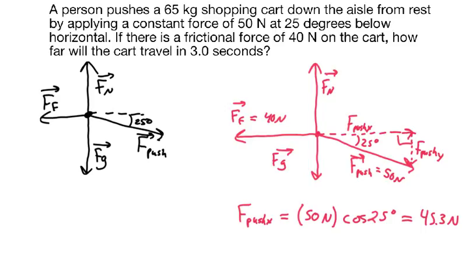Now I know both forces in the x direction, so I can figure out my total force in the x direction. I've got 40 to the left, so I'll treat that as negative 40 newtons, plus 45.3 to the right, and I end up with a net force of 5.3 newtons.